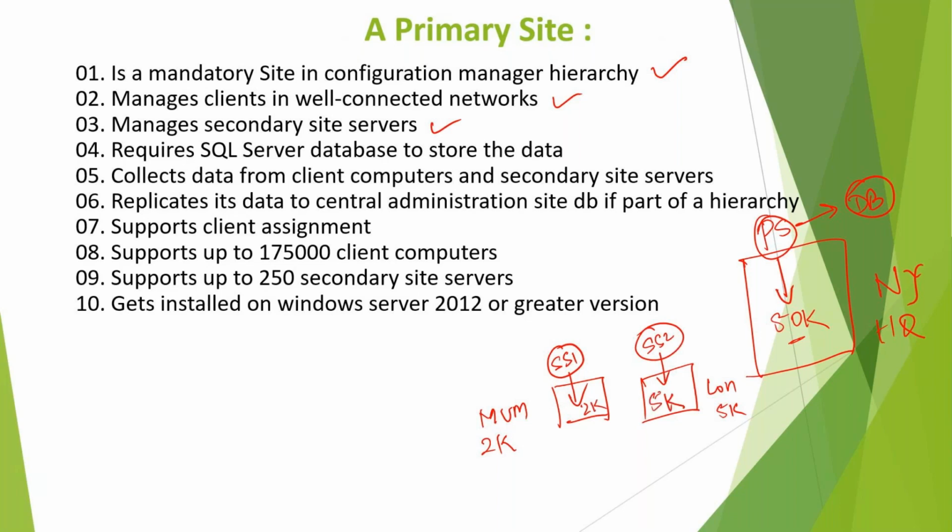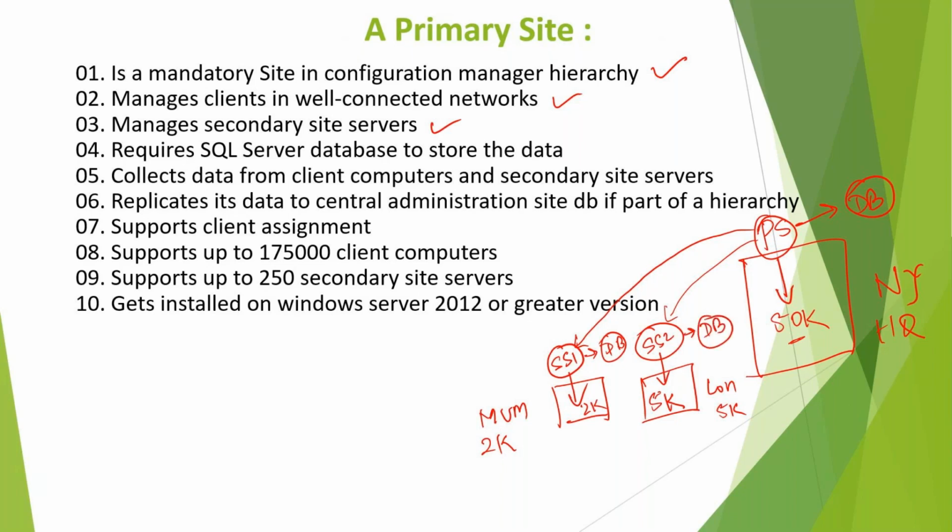So secondary cannot be installed without a primary. For secondary to exist, you need to have primary. So first you need to have primary, and then secondary can be installed. Secondary is for branch offices. It will be taking policies and contents from the primary itself, and then it will be passing those policies and contents to the devices. And secondary will also have a database. Each secondary will have a database.